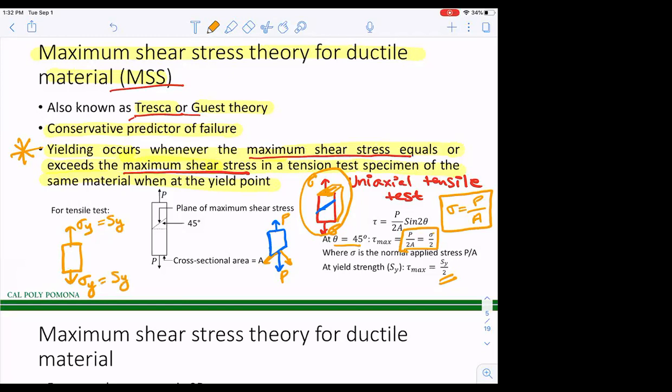So anytime you know the material's yield strength, and you're using this material for some structural function and applying load to it, if during load analysis the stress reaches half the yield strength, then we're going to say, according to Tresca theory or MSS theory, the structure failed. Do we understand the theory now?